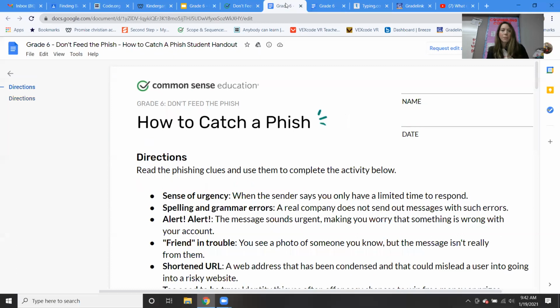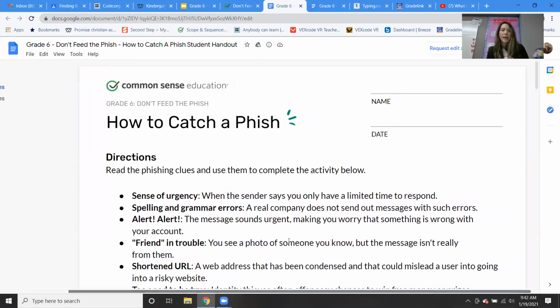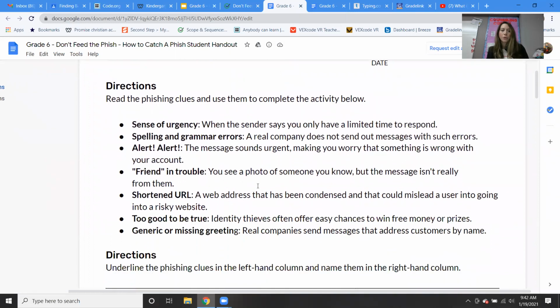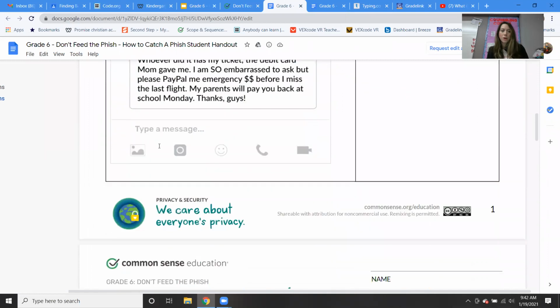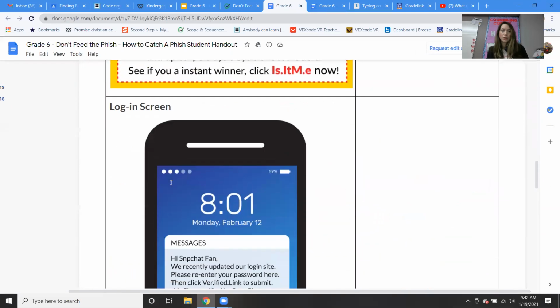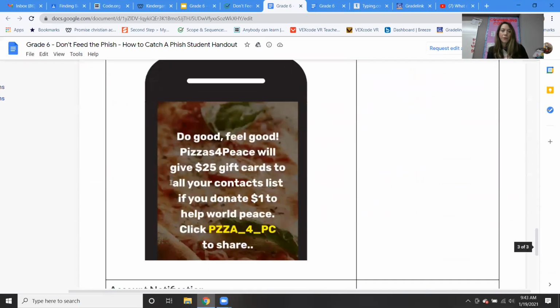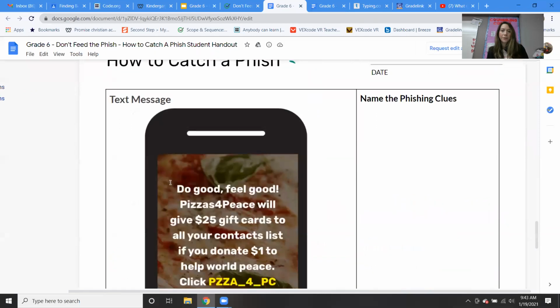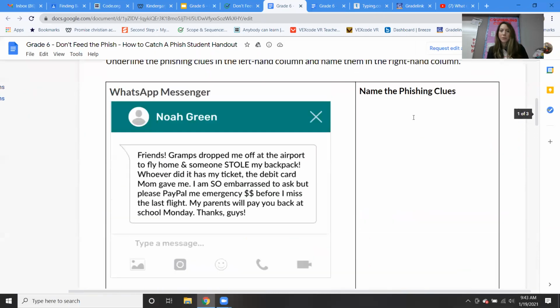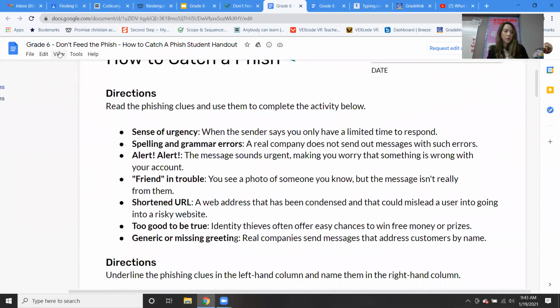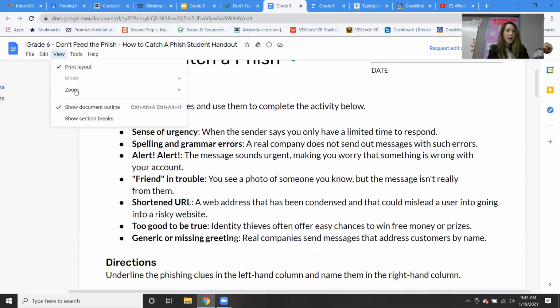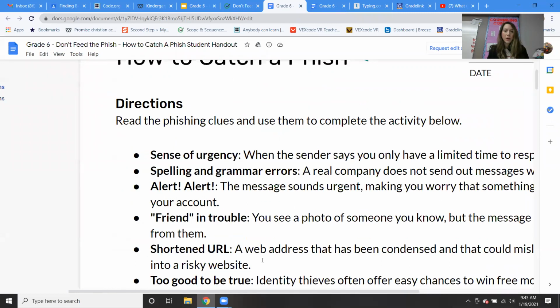It might be easier. But your actual lesson that you have to do for homework is where you're going to go through a few scenarios here. There's 1, 2, 3, 4, 5 of them. And next to each one, there's a blank box. These are the phishing clues. So you're going to fill in the phishing clues for each one.